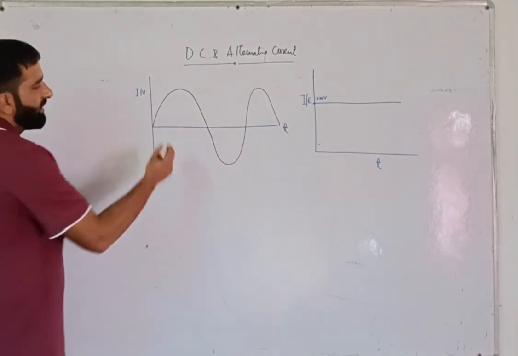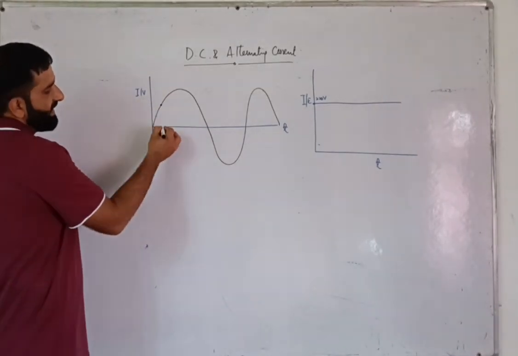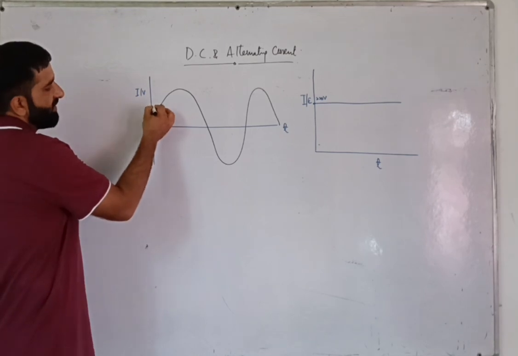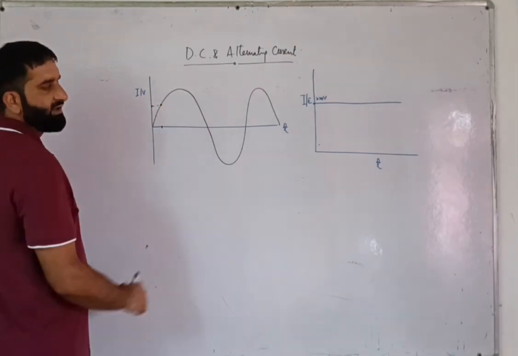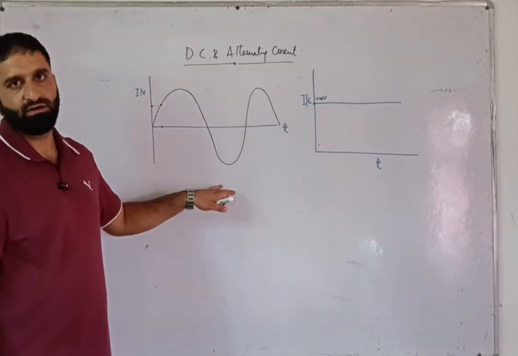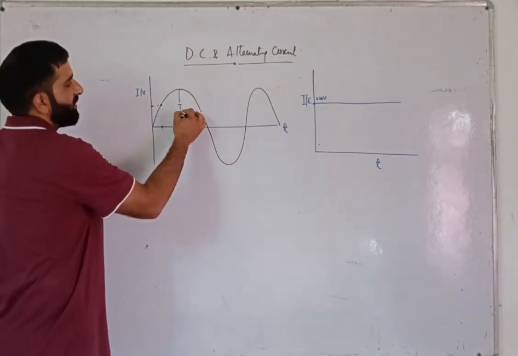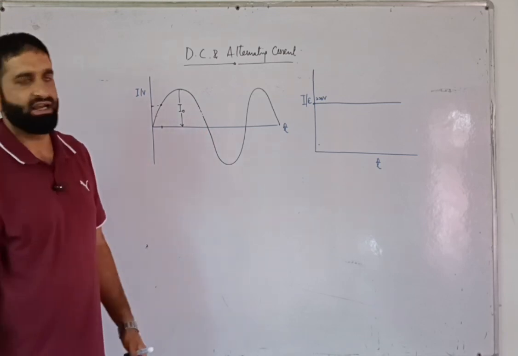Now we have the instantaneous value. The instantaneous value is given by this. Let at this time the instantaneous value of current be this. Now we have a maximum value and a minimum value. These are actually two maximum values in opposite directions. So this value is the maximum value. This maximum value, I0 or V0, is called the peak value.